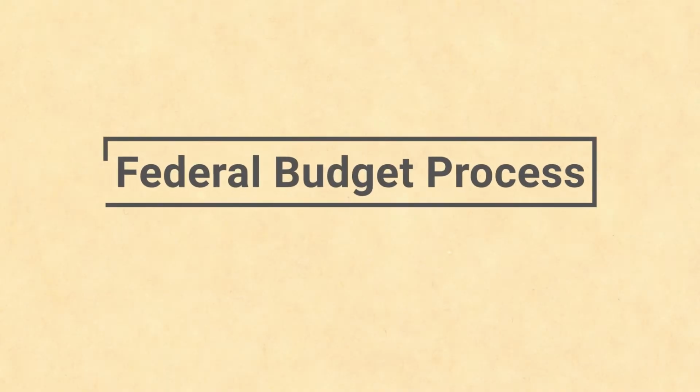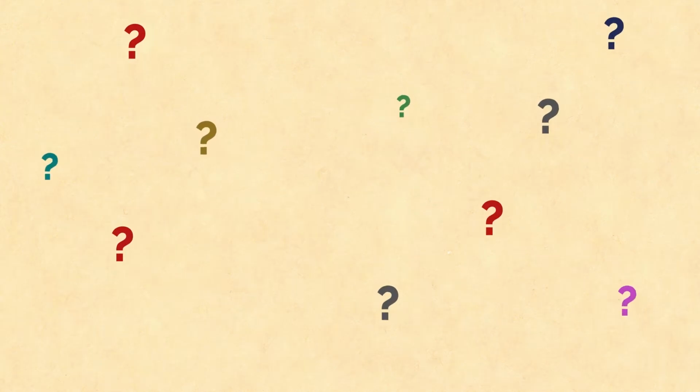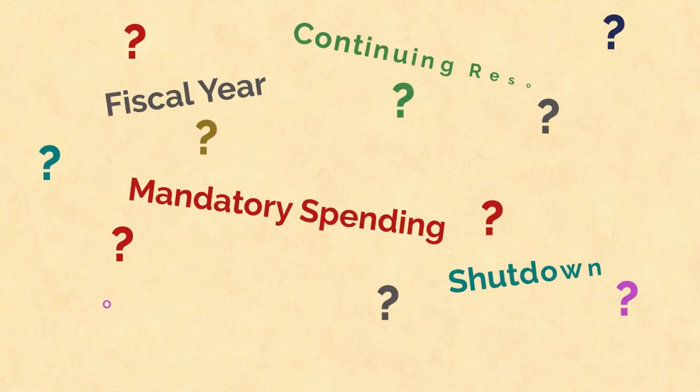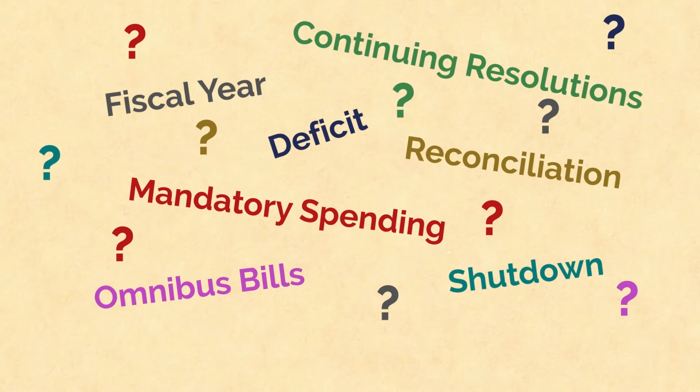The federal budget process is complicated. When people talk about it, they use a lot of words and terms that you might not hear in other situations. Here are some words and terms to learn about the federal budget.